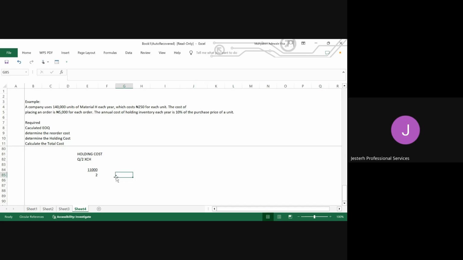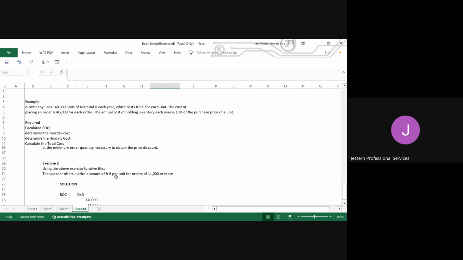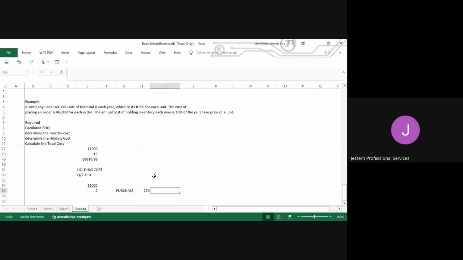Now you will come here and say, okay, purchase price per unit is 250. It's 250. But the company wants to give us 6 naira as discount if we decide to purchase 11,000 and above. Now you will come here and say, okay, 6 naira.